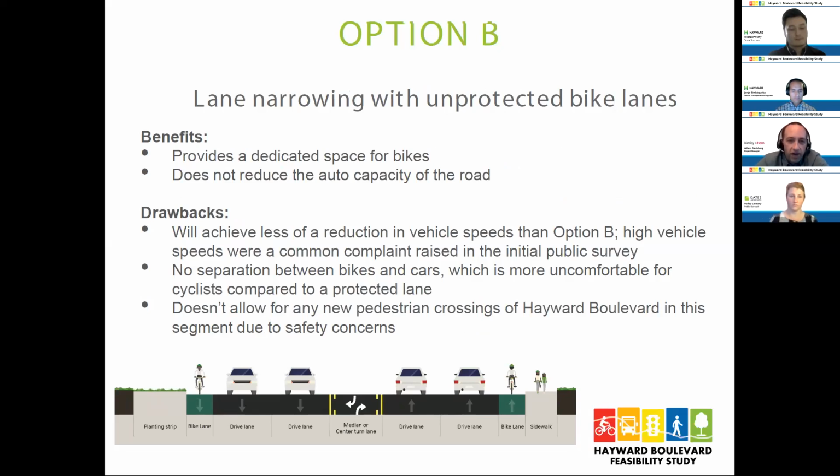It does provide a dedicated space for cyclists. It doesn't have any sort of impact to the auto capacity of the roadway. It does narrow lane widths. But by maintaining the same wide curb-to-curb asphalt area for the roadway, it's going to have less of a benefit in terms of reducing vehicle speeds. And also because of the large nature of the roadway and the higher speeds in the corridor, the bicycle lanes are going to be more fit for the strong and fearless cyclists as opposed to all ages and abilities cyclists.